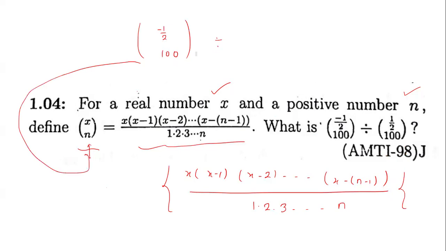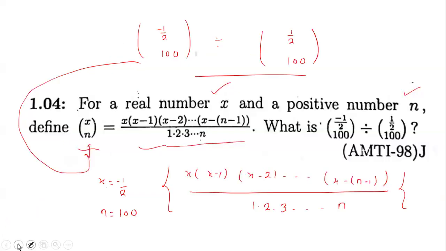In this symbol, the x value is minus half and the n value is 100, divided by the same symbol with x equal to half and n equal to 100. So we have to find the ratio of these two. You can try first, then see the solution.